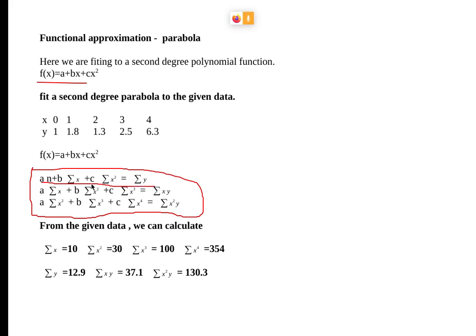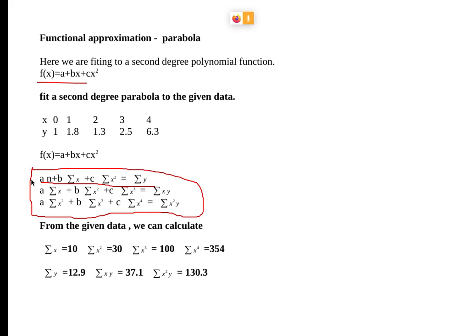That is, an plus b sigma x plus c sigma x square is equal to sigma y, the first equation. A sigma x plus b sigma x square plus c sigma x cube equal to sigma xy, the second equation. A sigma x square plus b sigma x cube plus c sigma x raised to 4 equal to sigma x square y gives the third equation.